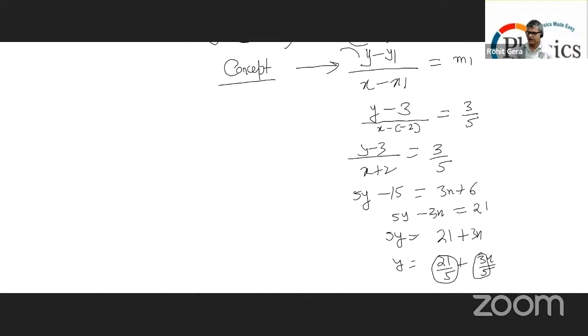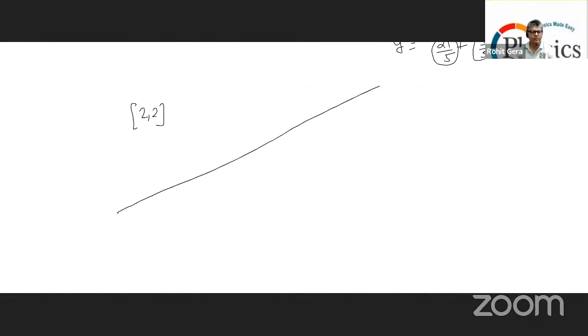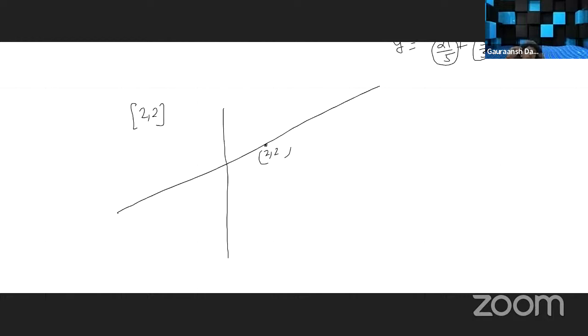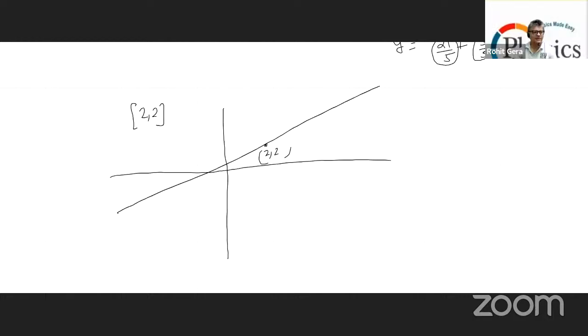Okay, now let me ask you a question. There is a line having a point 2 comma 2 on it. There is a line which is something like this. A point 2 comma 2 lies on it. Sorry, ये कहाँ से निकल गया?